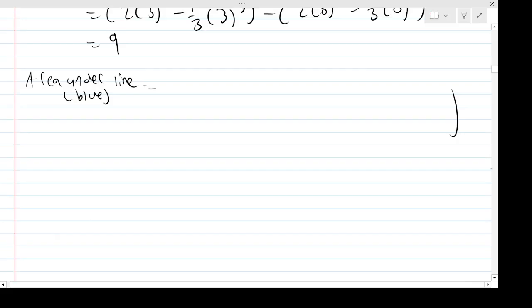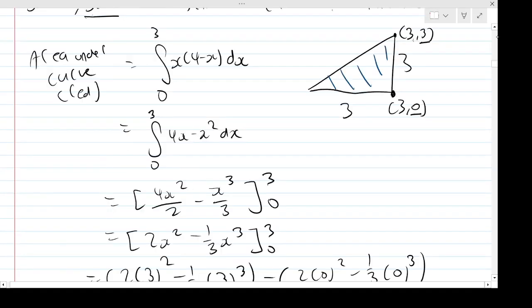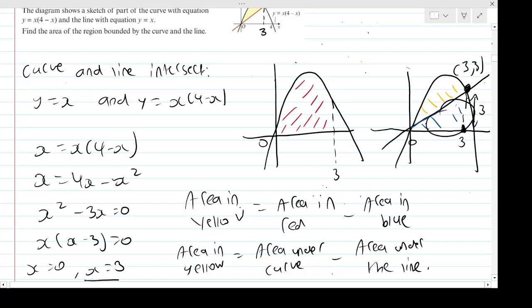So therefore, the area is a half times base times height. That means it's a half times 9 times 9. That is 9 over 2. So that is the area of the triangle, which is the area under the line, which is blue. That's the blue area then, right? The blue area, which is in the triangle that we just saw.